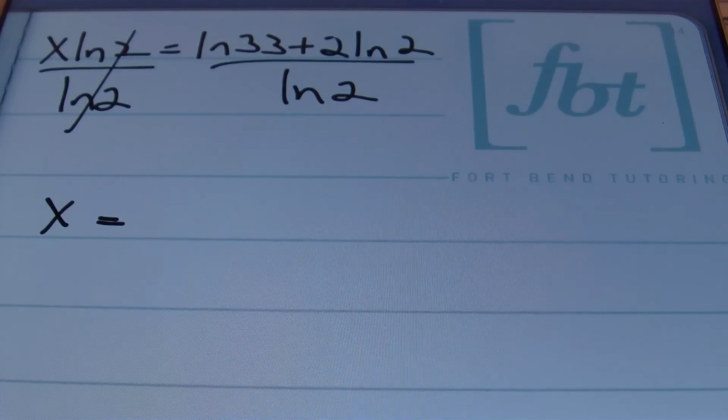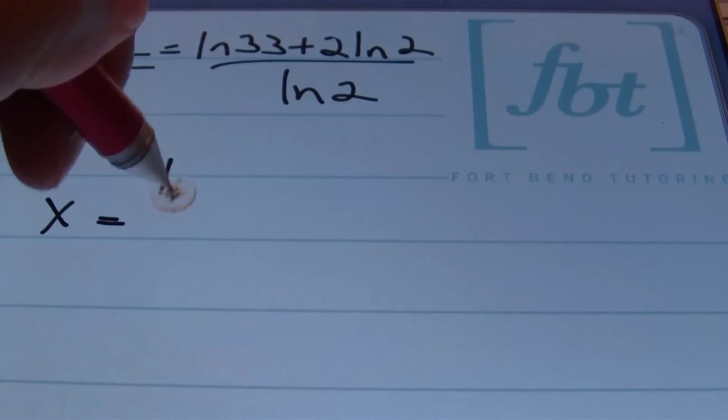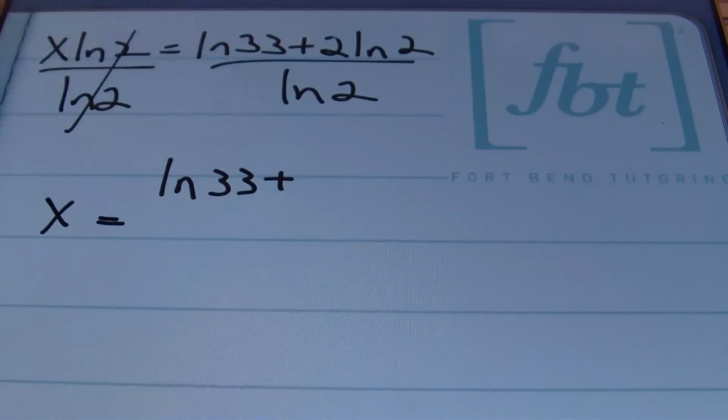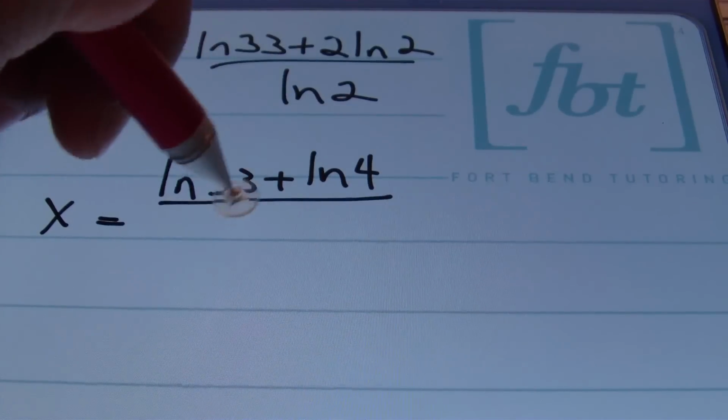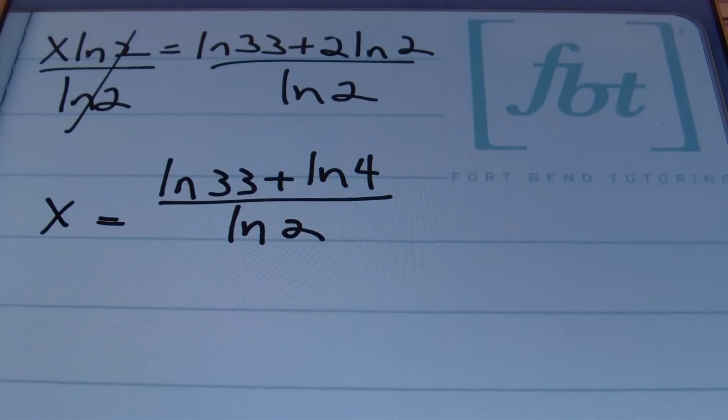So as an exact answer, the natural log of 33 plus, and then making that coefficient of 2 an exponent, you'll have the natural log of 2 squared, which gives you the natural log of 4 all over the natural log of 2. So you could submit this as an exact answer, or you could submit your answer in decimal notation rounded to the nearest thousandths by using your calculator, and in that case you would have this setup here.